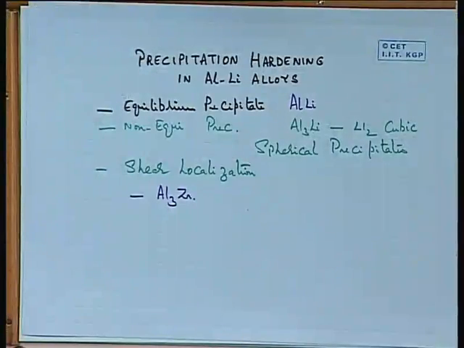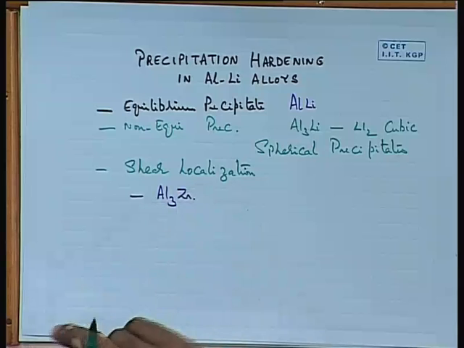This is coming again from precipitation. And what is the precipitate? The precipitate that you have here is what is called the Al3Li, aluminum 3 lithium phase, which is called the cubic phase, L12 cubic phase. What is L12 phase? It's basically an FCC structure where all the corner atoms are occupied by one atom and all the face centered atoms are occupied by another type of atoms.